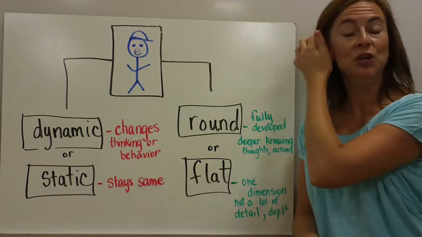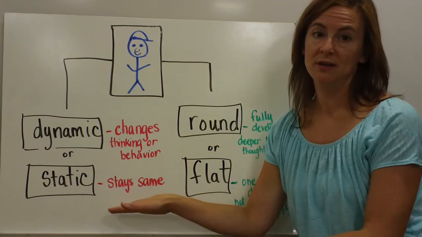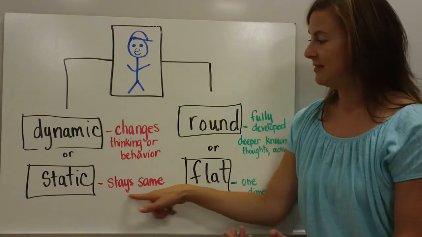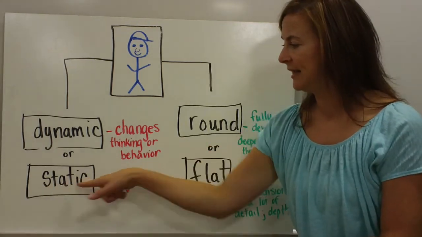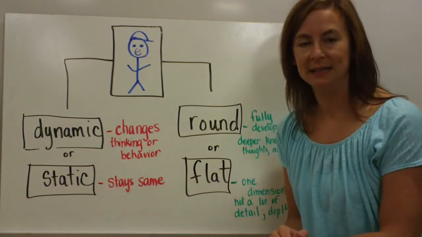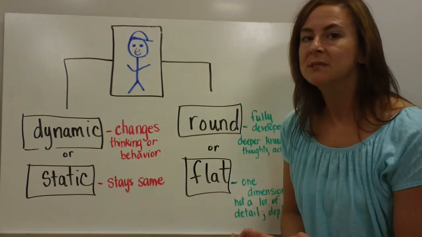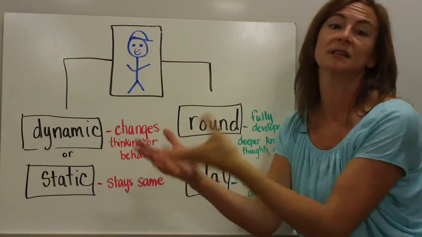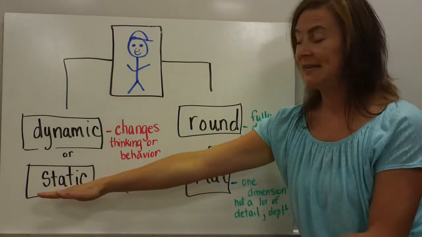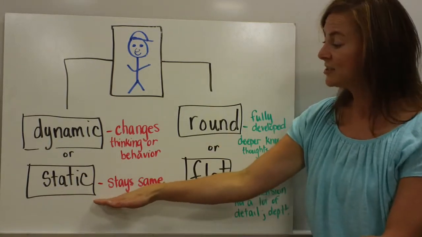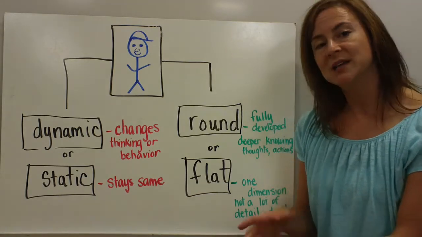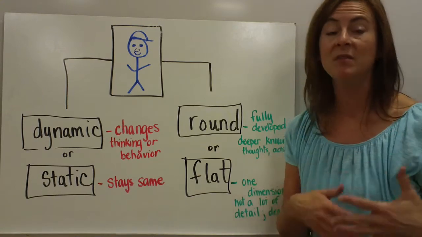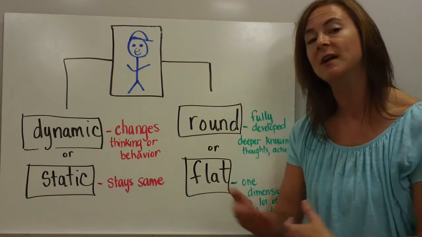On the other hand, you may have a static character. Narratives will have characters that you can sort of count on to stay the same. And how I remember that is static, I think of static cling. You know how sometimes when you pull something out of the dryer and it stays there, it sticks like socks will stick to the towel. Static meaning stays. Static characters stay the same. So as we read stories, you can expect this character to be the same in the way that they think and behave from the start of the story to the end.